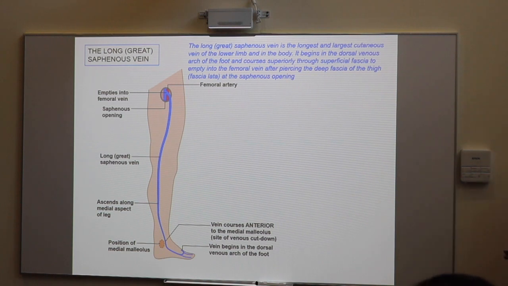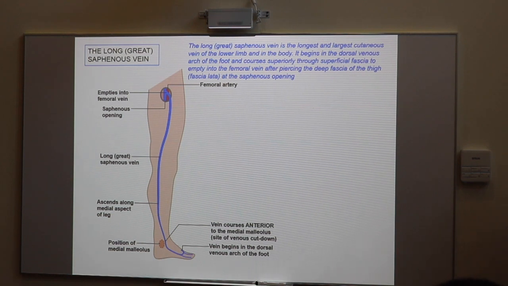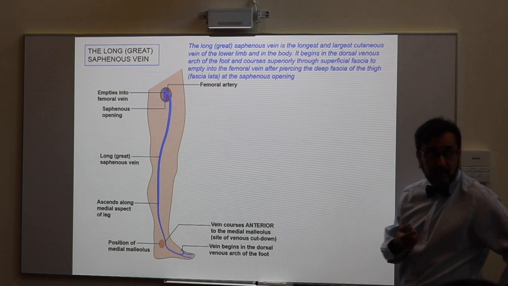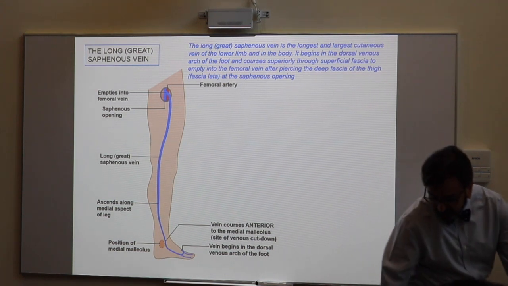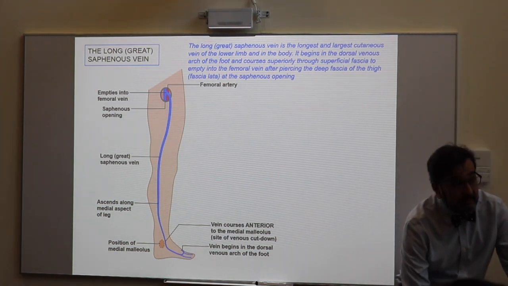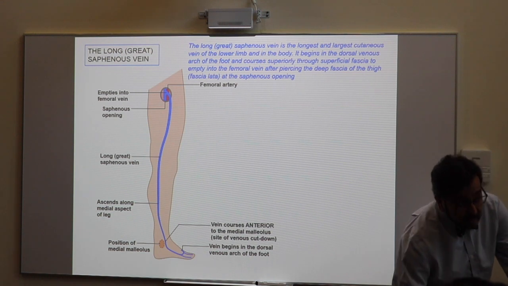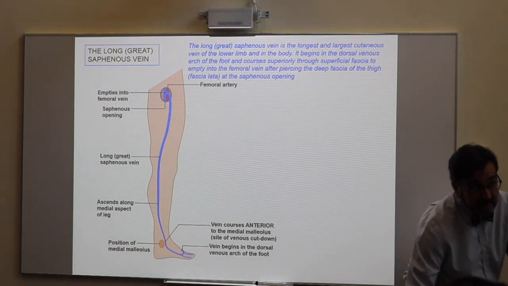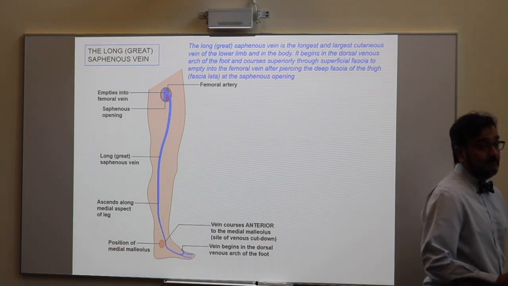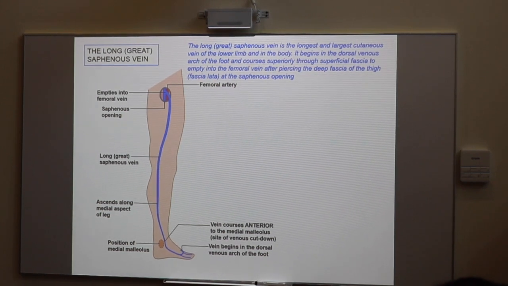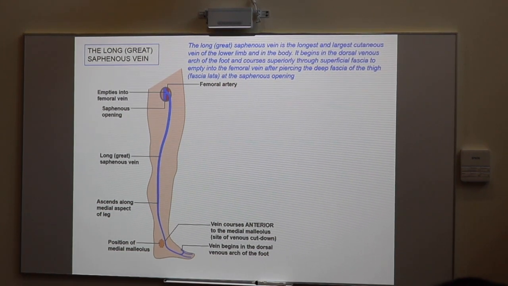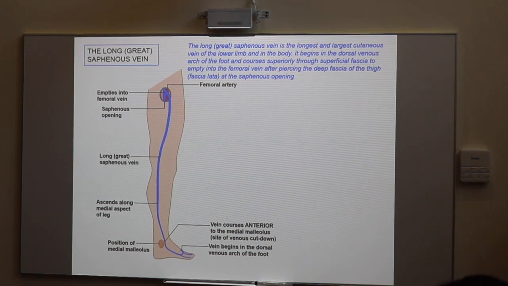Now, the importance of the superficial veins. The second superficial vein is the small saphenous. It starts from the lateral end of the dorsal venous arch and passes behind the lateral malleolus, rather than the medial malleolus. It runs over the posterior aspect of the leg and enters into the popliteal vein. So the small saphenous starts from the lateral end of the dorsal venous arch, passes behind the lateral malleolus, runs over the posterior aspect of the leg, and enters into the popliteal vein.